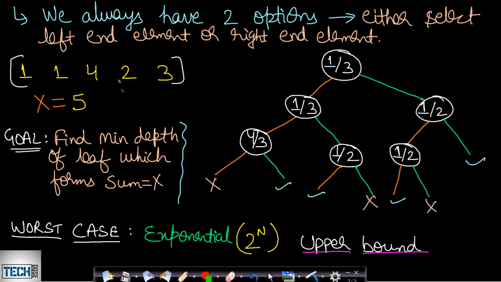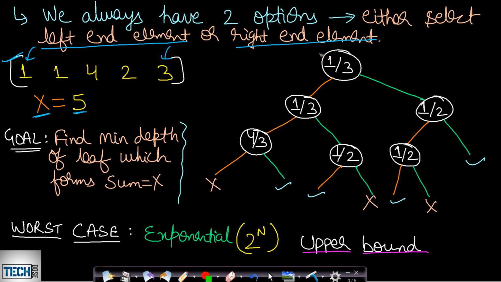So how do we solve this problem? Well, we always have two options, either select the left end element or the right end element. Let us assume the same array 1, 1, 4, 2, 3. And if we take the number x equals 5, then we have options to select from either left end or right end. So let us see the recursion diagram.